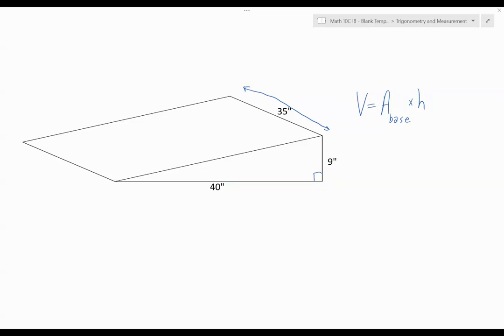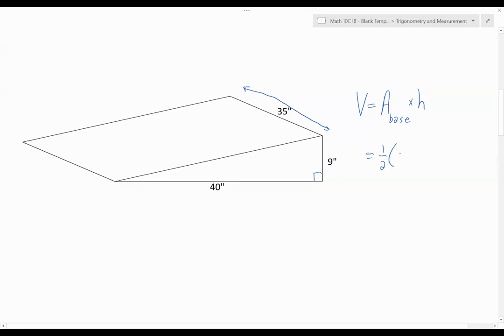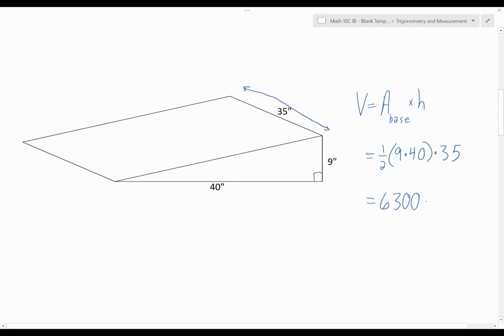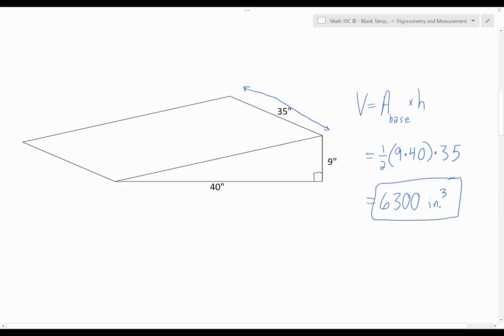So the area of the base in this case, well, it's a triangle, so 1/2 times the base of the triangle times the height of the triangle, which is 9 times 40, and then times the 35, which is the height. So if I get 1/2 times 9 times 40 times 35, altogether I have 6,300, and this is cubic inches. So that is the volume of this triangular prism.